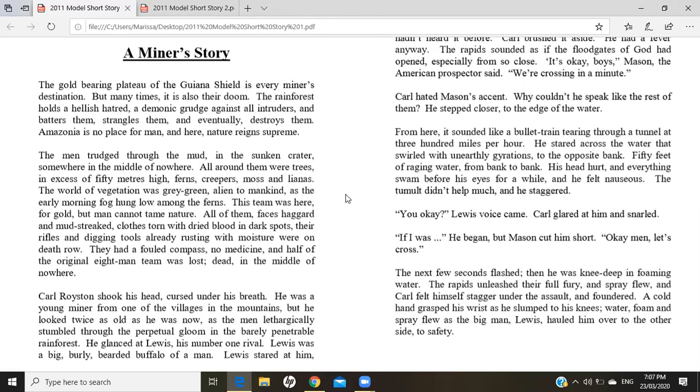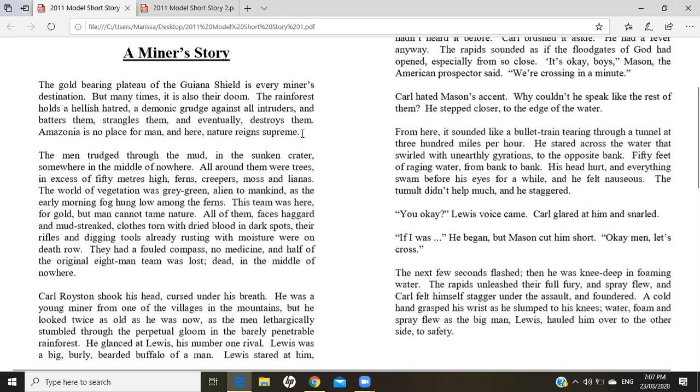So let's hear what Nathan wrote. So it's a miner story. A miner is someone who digs in a pit. It begins by saying the gold-bearing plateau of the Guyana Shield is every miner's destination, but many times it is also their doom. The rainforest holds a hellish hatred, a demonic grudge against all intruders, and batters them, strangles them, and eventually destroys them. Amazonia is no place for man, and here nature reigns supreme.